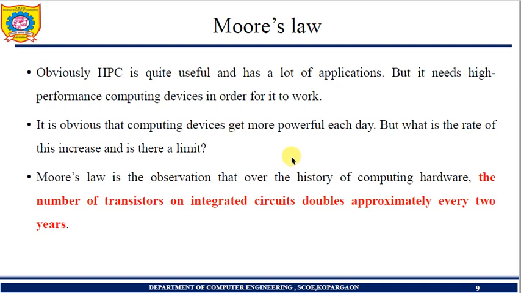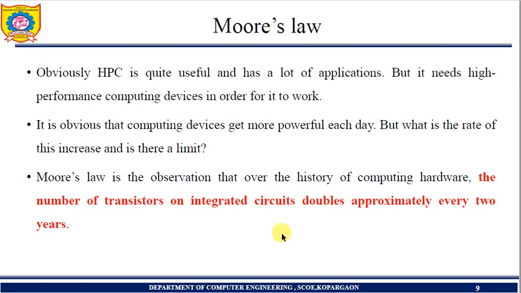It is obvious that computing devices get more powerful each day, but what is the rate of this increase, and is there a limit? As we see the evolution of computers, at an early age computers were built of vacuum tubes and a number of transistors, and nowadays all these things have been replaced by small chips. That is nothing but the evolution, and it results in increasing the power of computation as well. Moore's law is the observation that over the history of computing hardware, the number of transistors on an integrated circuit doubles approximately every 2 years.